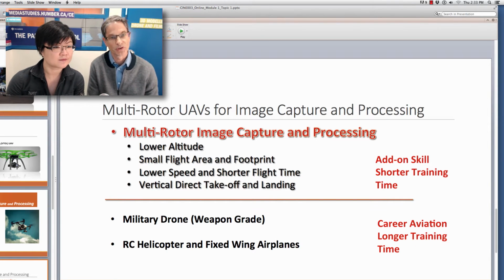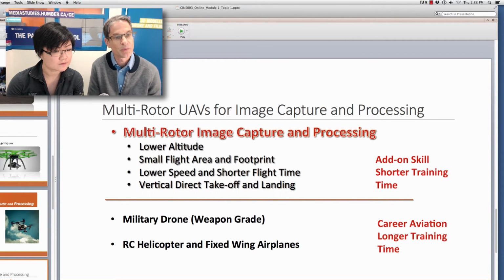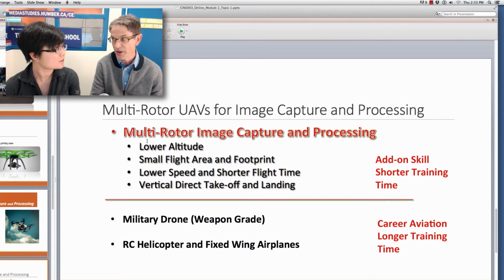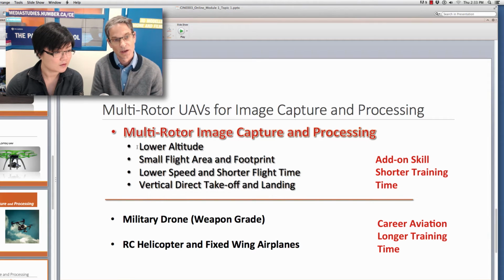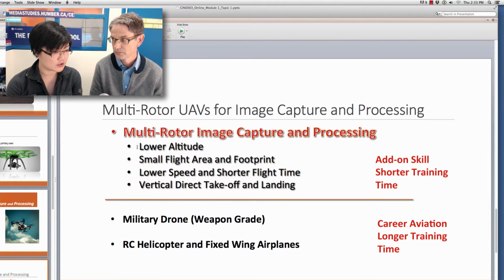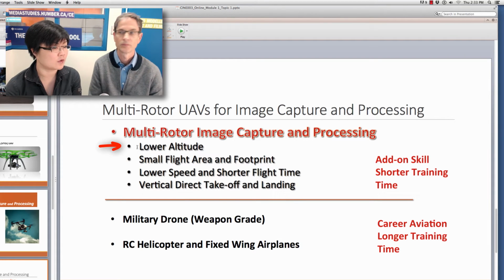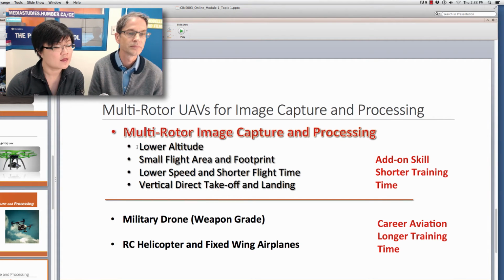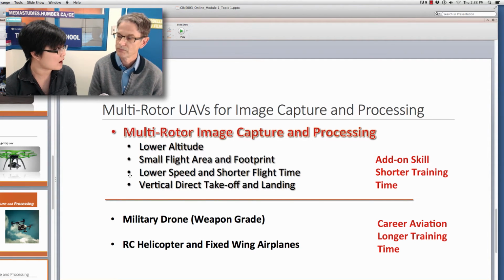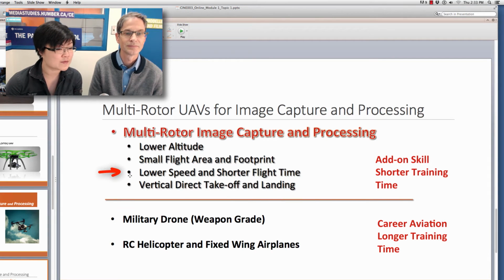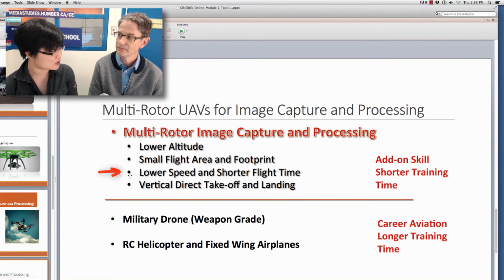And then in terms of this image capture and processing, here are some of the attributes of those UAVs, that would include lower altitude. Yeah, I mean combining the function of image capture and processing with the multi-rotor vertical direct takeoff. Okay. So they fly at lower altitude compared to commercial airlines flying in airspace. They're small in terms of flight area and footprint because they're vertical direct takeoff, no runway required. They have lower speed and shorter flight time due to their function, because their purpose is to capture image or video, so it's not really aimed at racing speed.